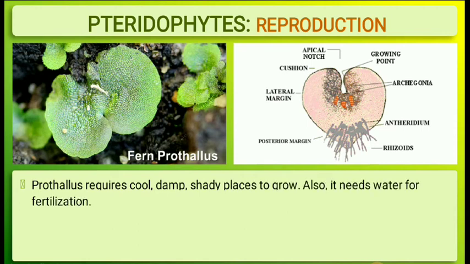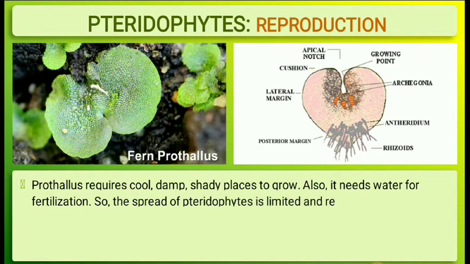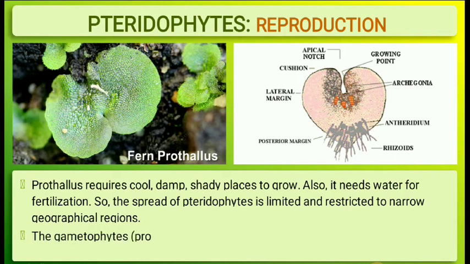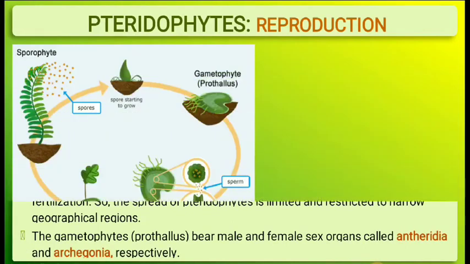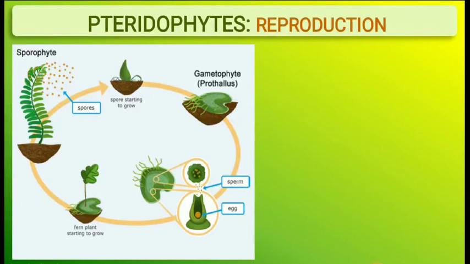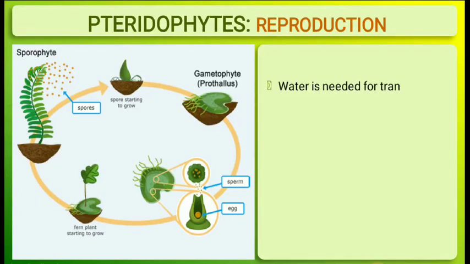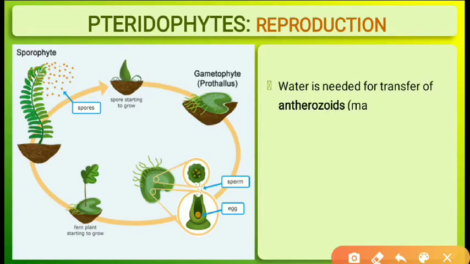Prothallus requires a cool, damp, shady place to grow. Also it needs water for fertilization, so the spread of pteridophytes is limited and restricted to a narrow geographical region. The gametophyte bears male and female sex organs called antheridium and archegonium. Here the life cycle is given. Water is essential for their fertilization. This is the sporophyte.